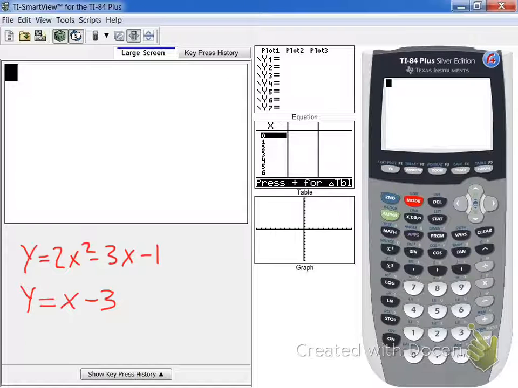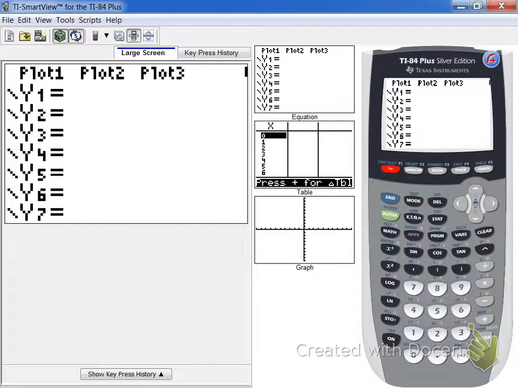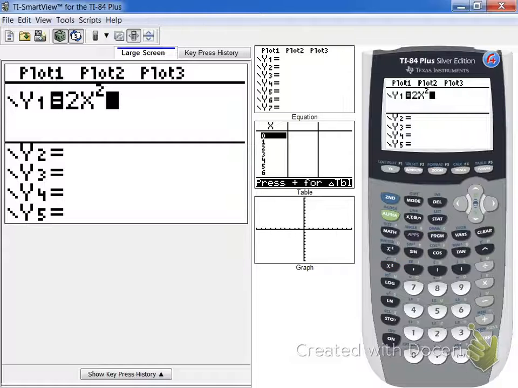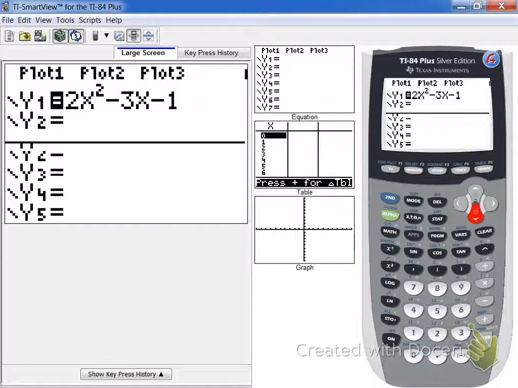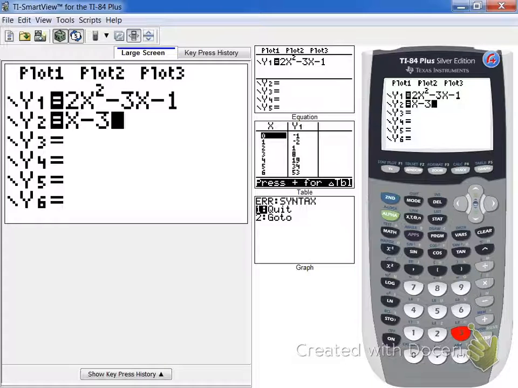Now, I want to put these into my TI-84 calculator. To do so, I'm going to press the y equals key, and it'll take me to this screen here. So I'll input my first expression, which is 2x squared minus 3x minus 1, and then I want to go to y2 and input my second expression. So that's going to be x minus 3. Alright, so let's go and take a look.